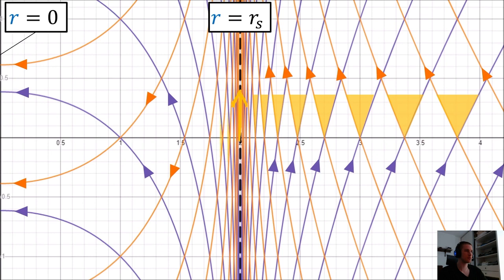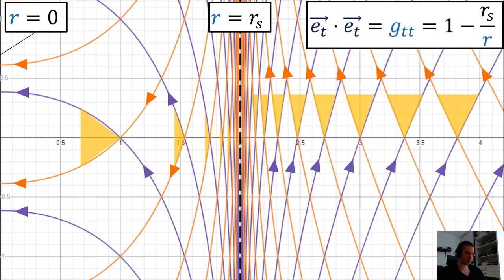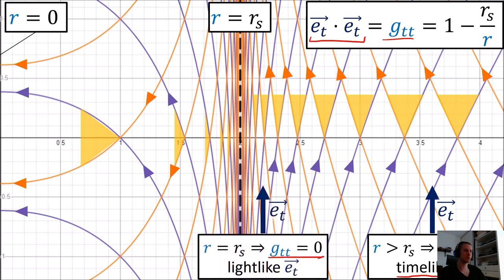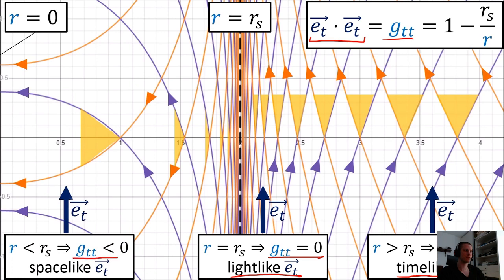Inside the event horizon, the light cones flip sideways and point towards the singularity at r equals 0. We can understand this by looking at the squared length of the time basis vector. Outside the event horizon, the squared length of the e_t basis vector is positive, meaning e_t gives a time-like direction. On the event horizon, the squared length is 0, so e_t points in a light-like direction. And inside the event horizon, the squared length is negative, meaning the t-coordinate is space-like, and we can travel along it in either direction.